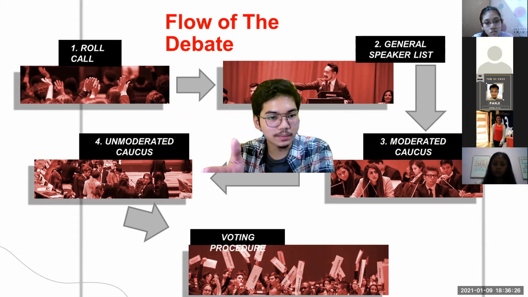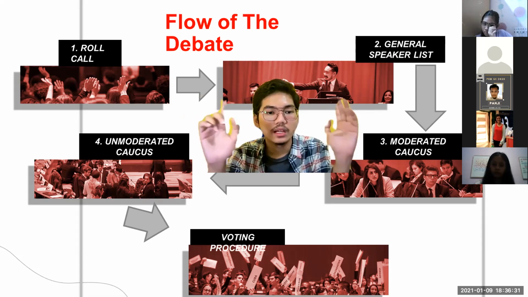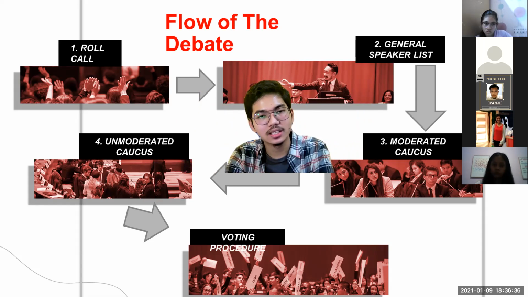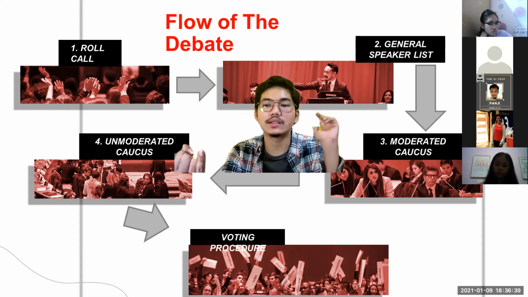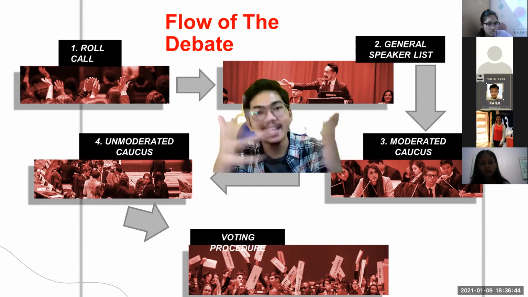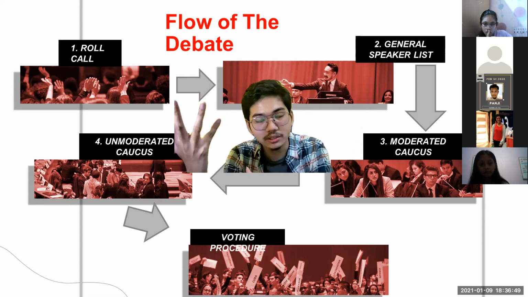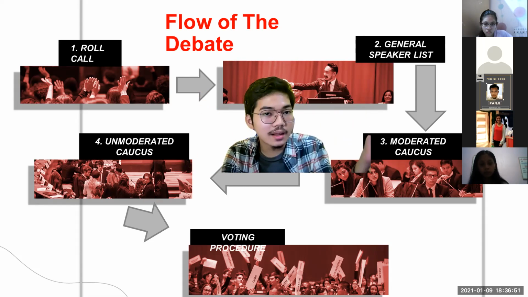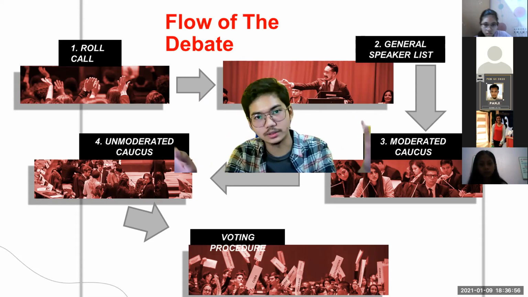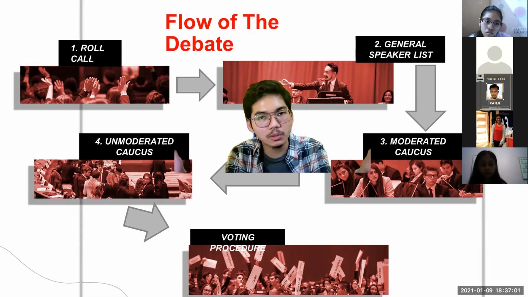Okay. We're going to talk about unmoderated caucus. If anyone has a question, just cut in right away. It's okay. So unmoderated caucus is basically the same thing as moderated caucus. The only difference is that it will not be limited by rules. You can talk about anything in an unmoderated caucus. You don't have to propose, as in a moderated caucus. You can just talk about anything, approach any country in an informal setting without rules, but it will be limited by time. For example, a 10-minute unmoderated caucus.